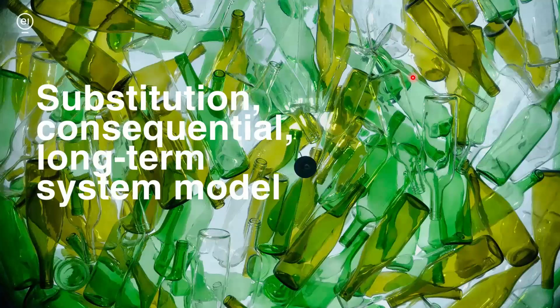So until now, the two system models that we looked at are attributional system models. They look at the here and now, but follow different approaches regarding allocation: who gets the burdens of treatment? We have a third system model for today, and this is the substitution, consequential, long-term system model.